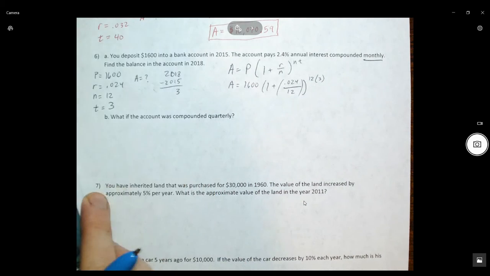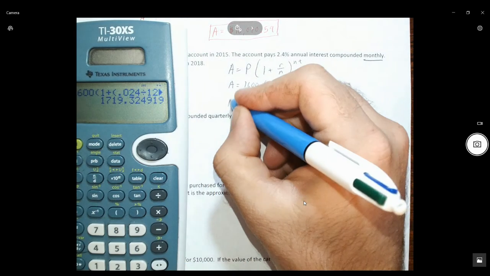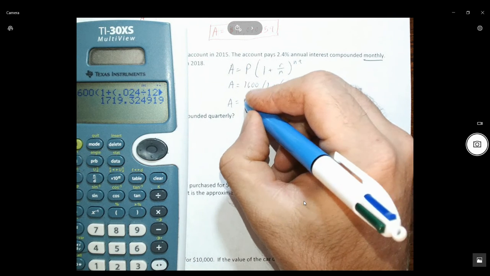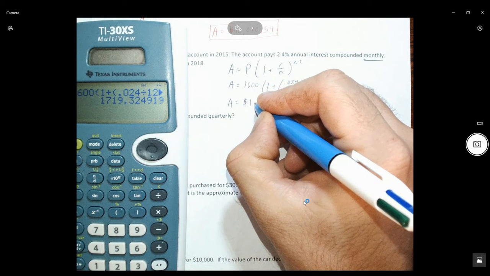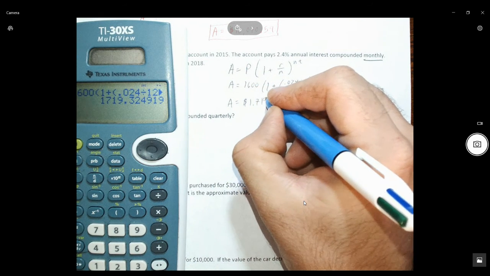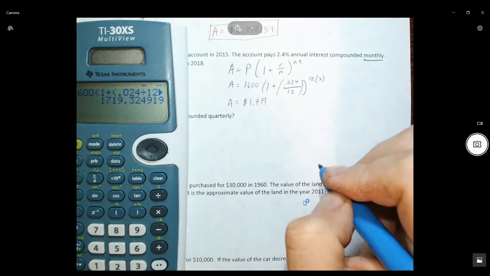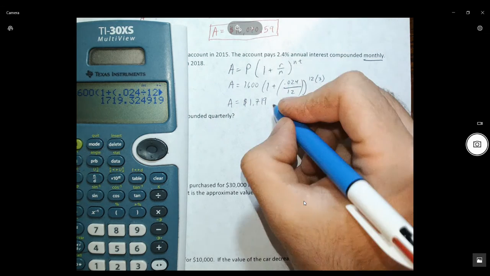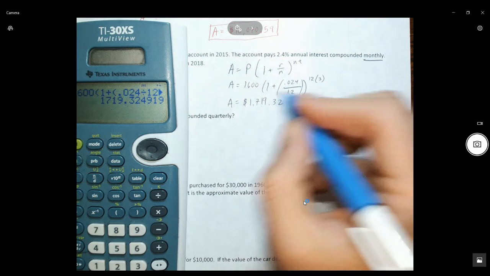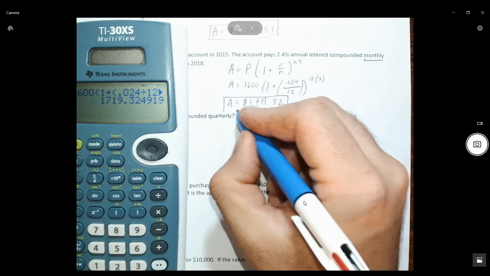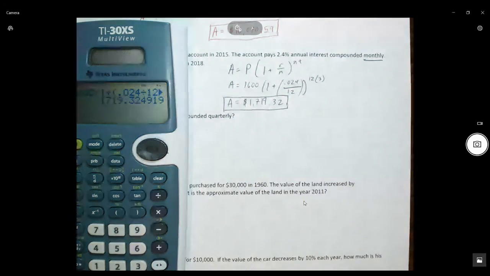She's going to have, or you're going to have, $1,719.32. There we go.